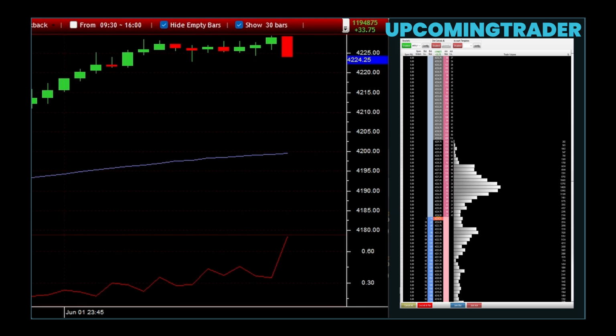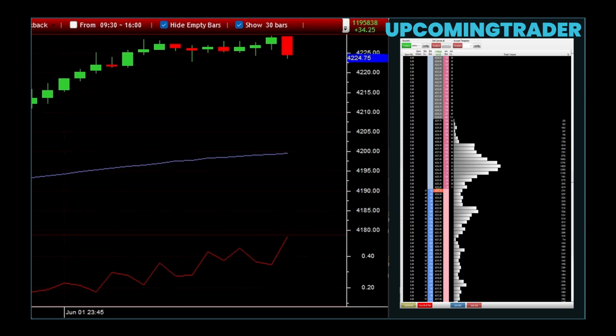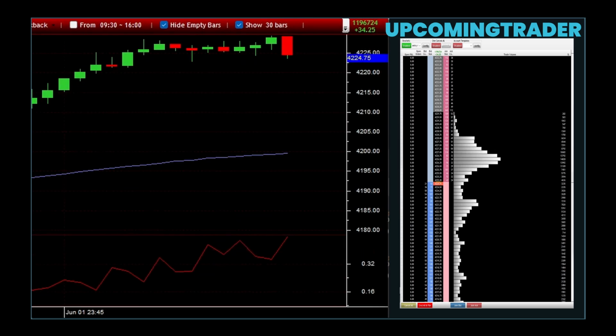This adaptability is key to staying ahead of the curve, allowing you to respond to changes more effectively and maintain a strategic edge in your trading. Volume analysis is indeed a powerful tool in your chart reading arsenal.